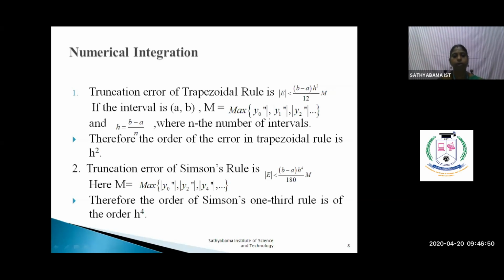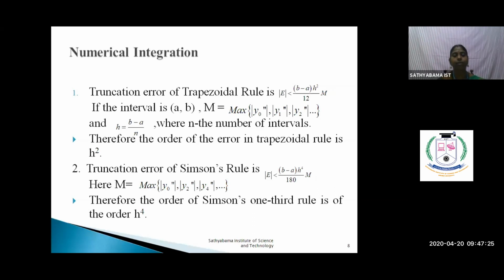Right. And from this truncation error, we can say that the order of the error in the trapezoidal rule is h square. And these things you may get in part A. That's why I'm telling you again and again, because many people are not getting the marks in part A. So the order of the error in the trapezoidal rule is h square.